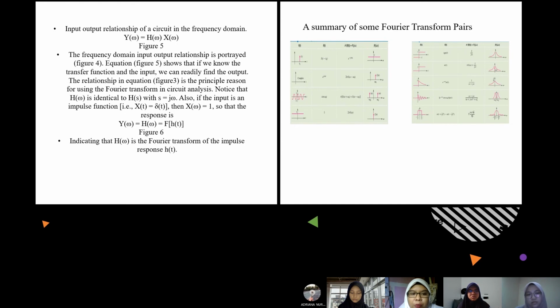Also, if the input is an impulse function, for example x(t) equals delta(t), then X(omega) equals 1. So the response is Y(omega) equals H(omega), which is the Fourier transform of h(t), indicating that H(omega) is the Fourier transform of the impulse response h(t). This is a summary of some Fourier transform pairs. Next.